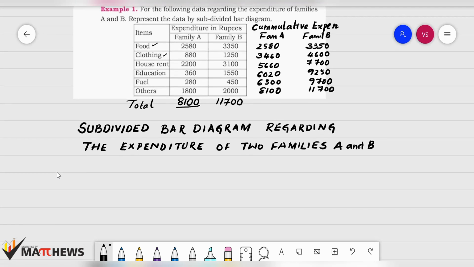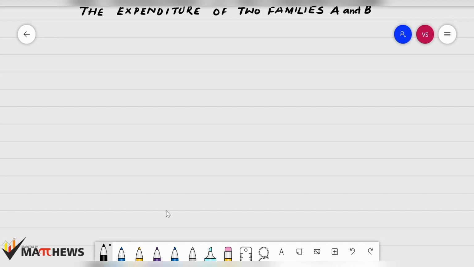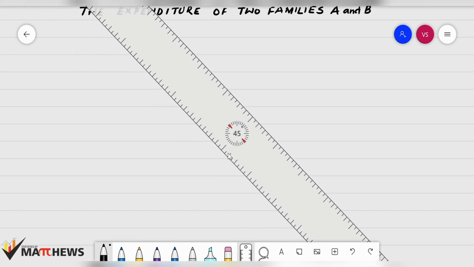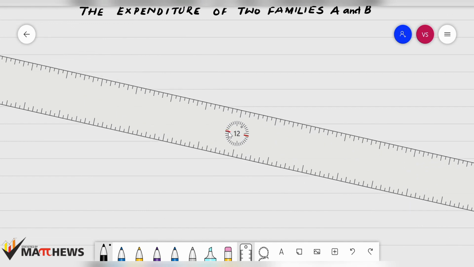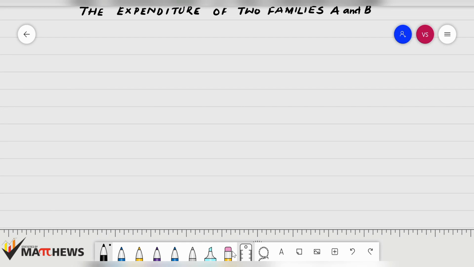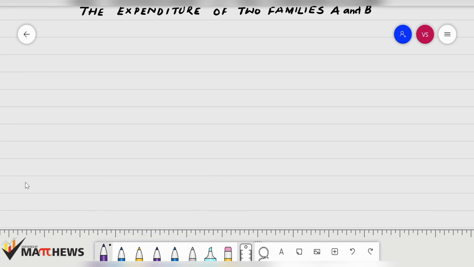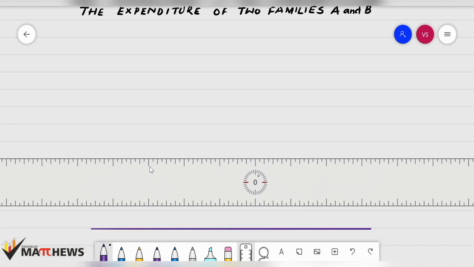So let's draw the diagram here. Okay, let's draw the diagram. So I will take, as usual, students, I will take the scale and first draw the base for me. Okay, so the base, I will take a different color, students, so it will be easy for you. This axis, I will do it in a different color, so it will be easy for you to understand. Okay, so then this is one.